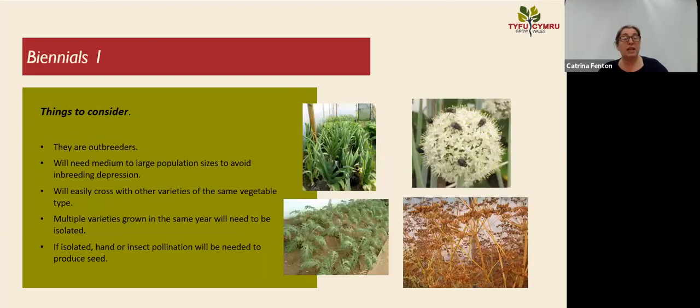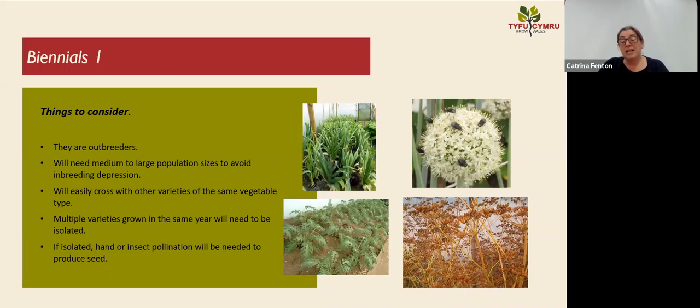And finally, we're looking at biennials. So these are outbreeders. We're looking at members of the brassica family, things like cabbage and kale, carrots, parsnips, beetroot, root crops like that, and allium family, so leeks and onions. So they're all outbreeders, and as outbreeders, they all need another flower to cross with in order to set seed. So for something like onions and brassicas, the flowers themselves are self-incompatible, so they need to transfer pollen from one flower to another in order to produce that seed.